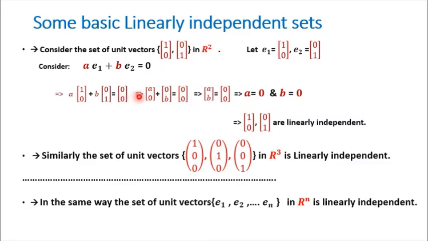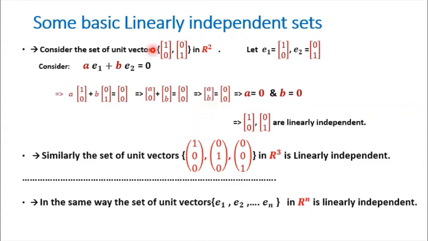(0, 0). Just multiply: a into (1, 0) is (a, 0), plus b into (0, 1) is (0, b), is equal to (0, 0). That gives a plus 0 is a, and 0 plus b is b, so (a, b) is equal to (0, 0). That implies a is equal to 0 and b is equal to 0. If you try to solve this vector equation, you are getting only the zero solution. That implies these two vectors (1, 0) and (0, 1) are linearly independent.